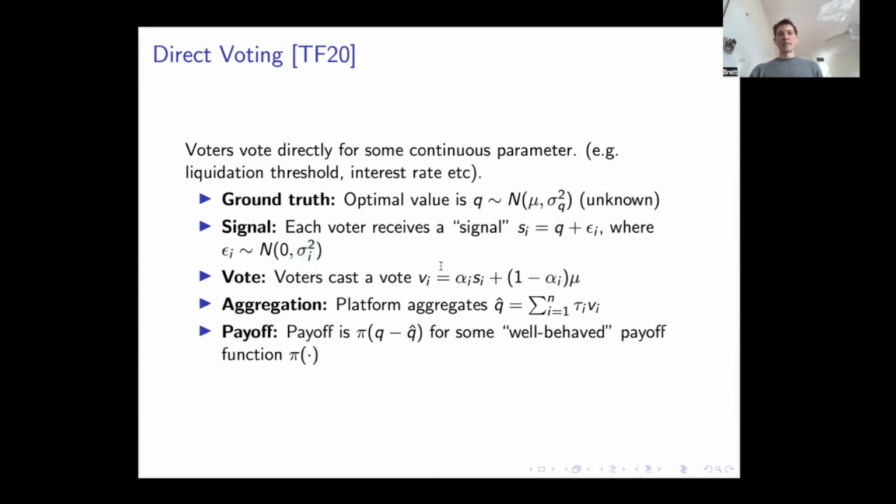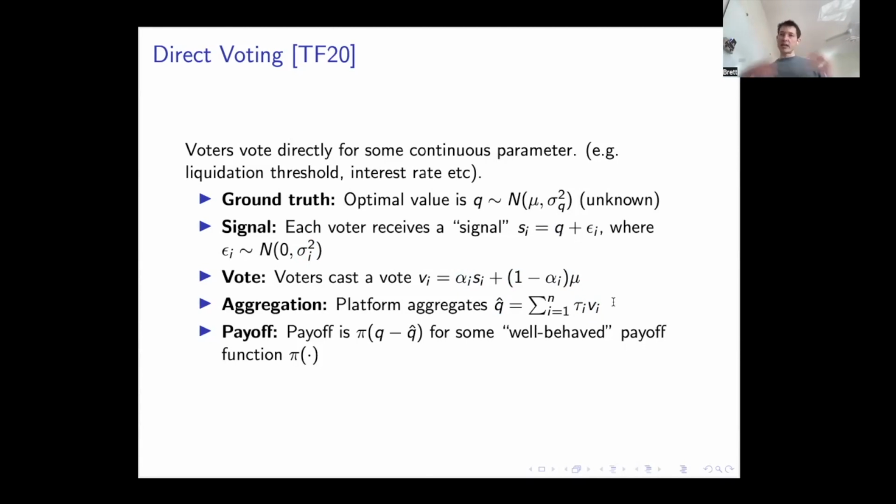And now I want to cast some vote, which is my signal plus some prior. So my choice is basically how much do I weight my signal versus how much do I weight my prior when I cast my vote. And the platform is going to set the parameter to be some weighted average of everybody's votes. So if I vote 65%, you vote 67%, and the taus are each 1/2, it would just take the sum, half times each of them.